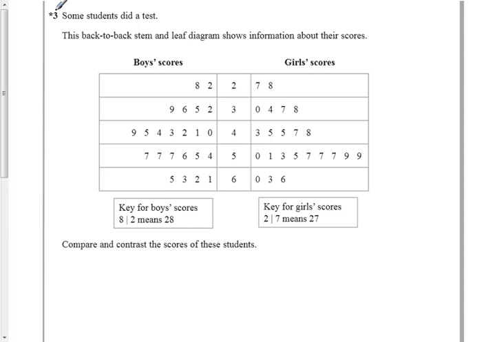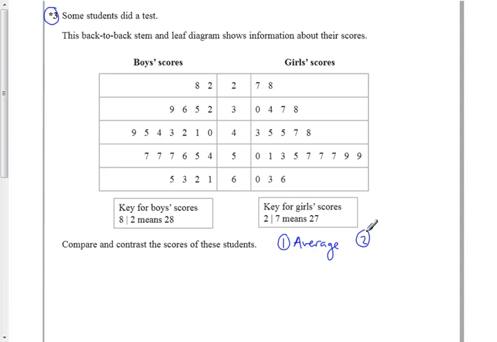Okay, question number 3 on this spec paper, and it's a classic question. You've got to compare and contrast. So when you compare and contrast, you've got to compare two things. The first thing you've got to compare is some kind of average or central tendency. So you've got to compare the averages. Usually it's the median or the mean. In this case, it's easy to calculate the median.